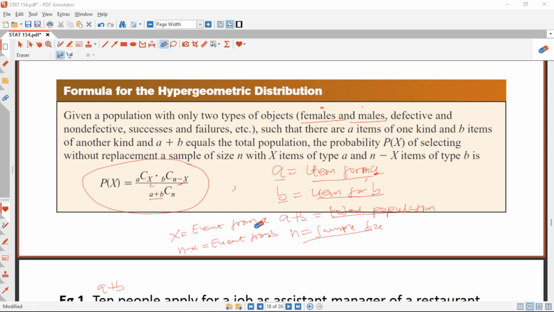And the X here will be the event from A, the event that is happening from the female. And then the N minus X will be the event that is happening from the male, right? And then the N that you can see is the sample size, right? So when you come here, all the parameters are now explained. The A is the items from the female. The X is the event from A. B is the items from the male. The N minus X is the event from B, right? A plus B is the total population, and N is the sample size, right? So this is the PMF for a hypergeometric distribution.